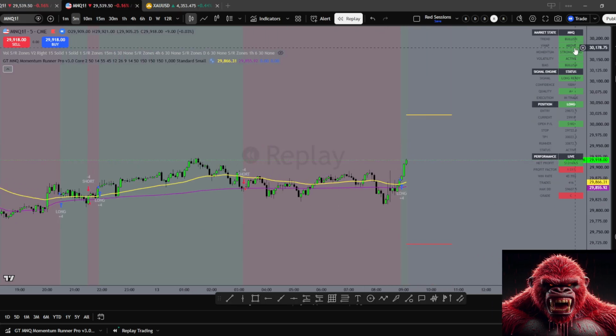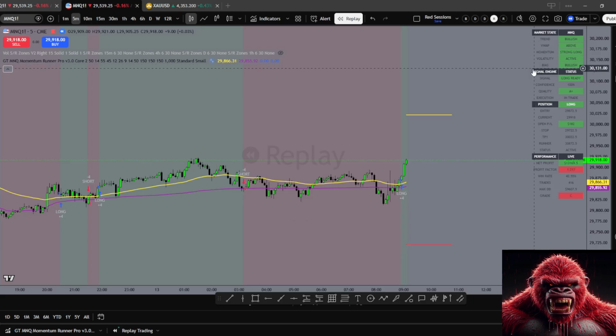Okay, so as you can see over here, this is the dashboard / cockpit. Pause. This gives you pretty much self-explanatory information. You have your trend, it's showing bullish. It's telling you the location of price in reference to the VWAP, obviously shown above. Momentum is strong, long. Volatility is active.